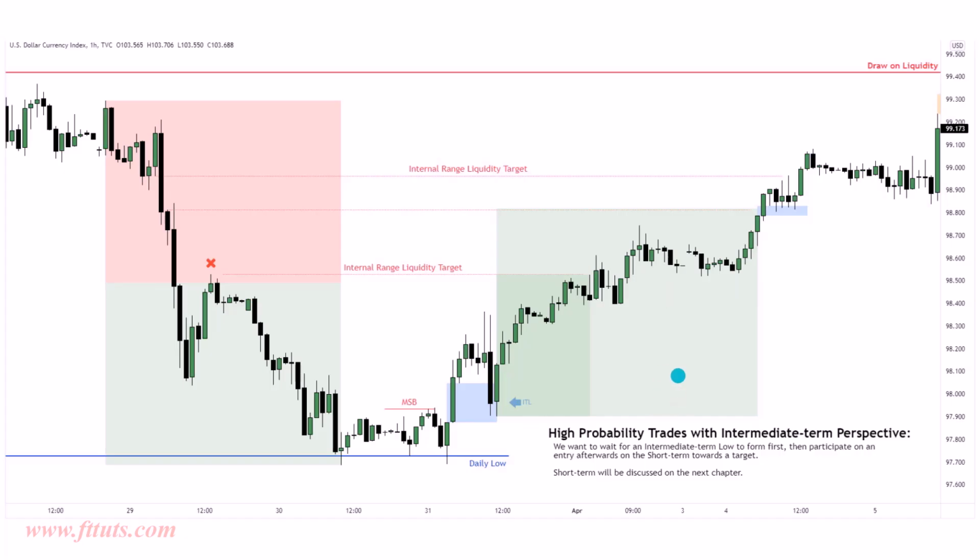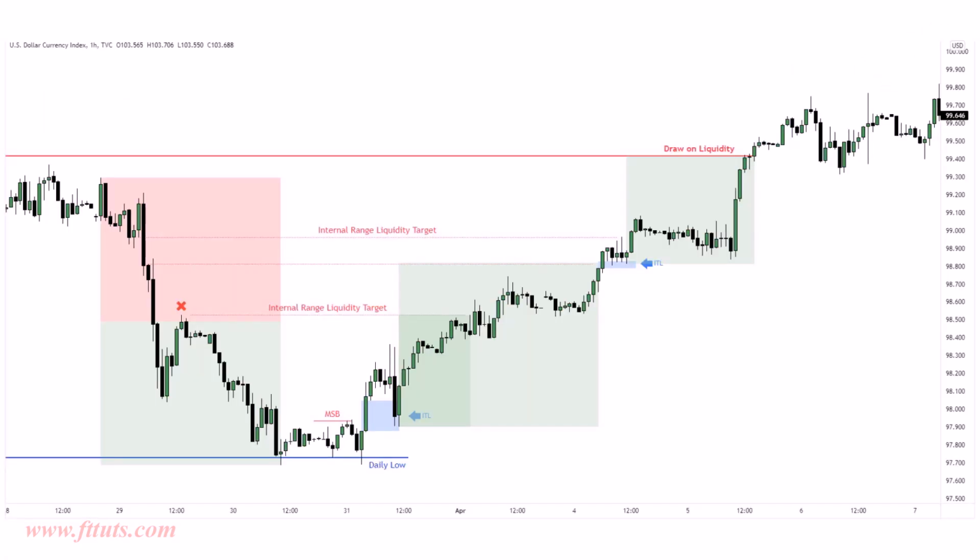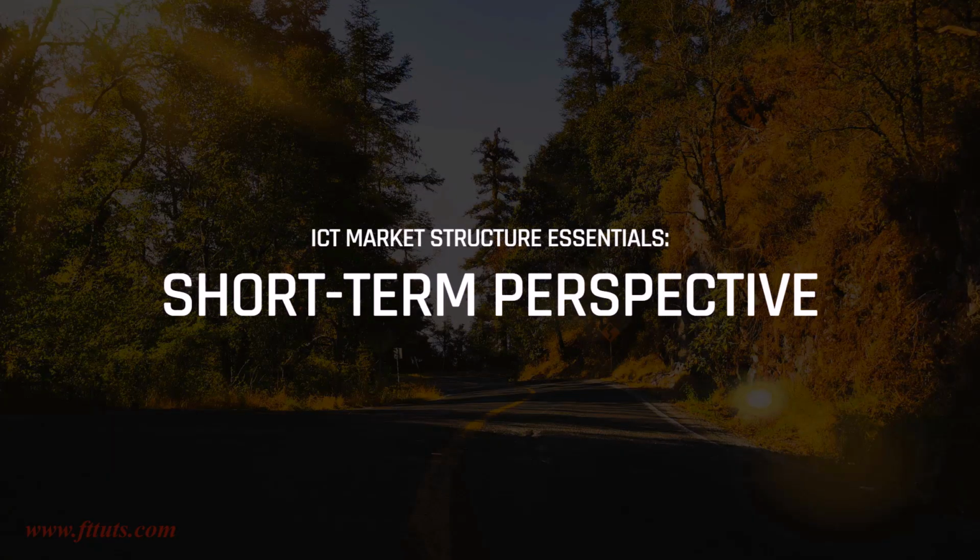Okay, but high probability trades is waiting for a low to form and then on the short term looking for entries all the way to these targets here. You can see here another intermediate term low forms here. And we have a clear target, which is drawn liquidity here. So we wait for the low to form, and then we're looking for entries all the way into the drawn liquidity. Short-term perspective.